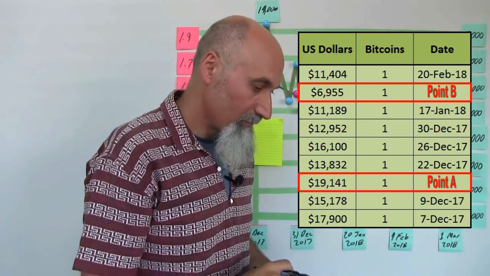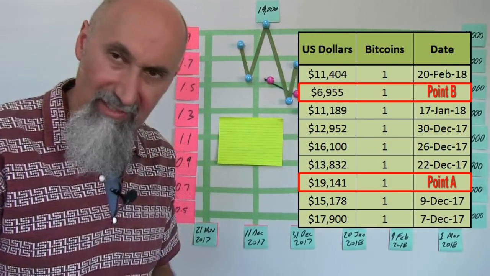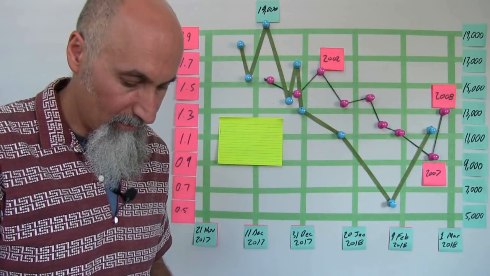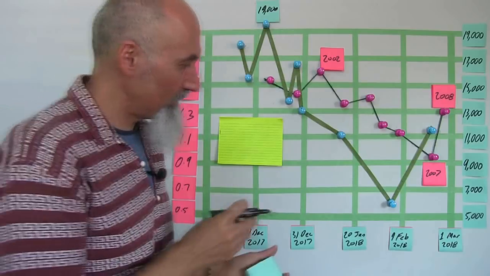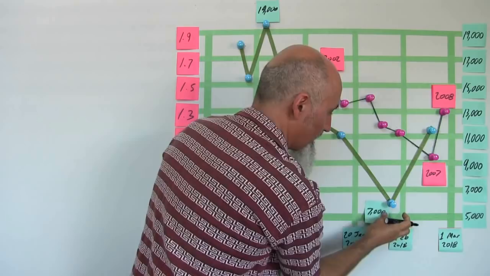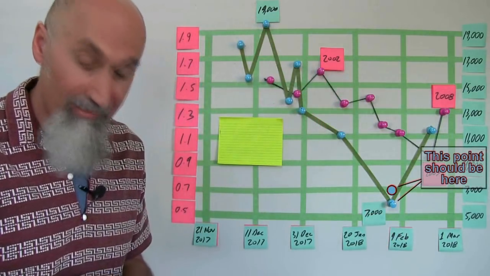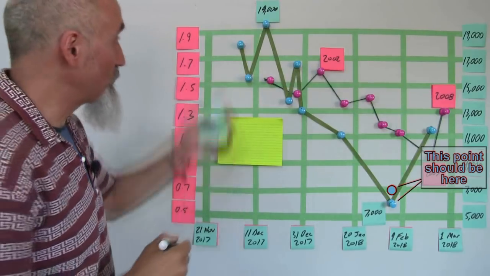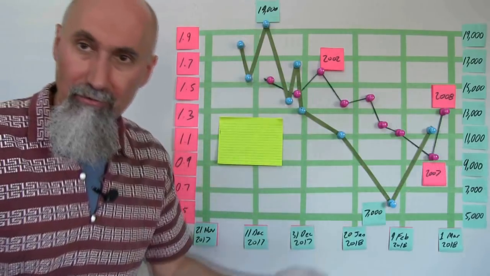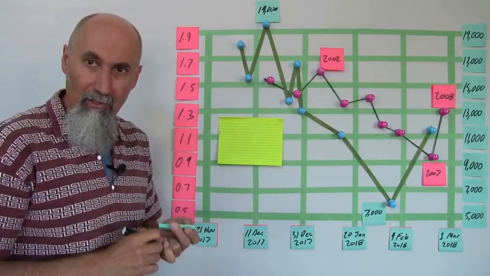The bottom was, what was the bottom? $6,955. We'll call it $7,000. $7,000. Right here. Oops. Let's make it stick better. So we want to figure out the return on investment here. Again, it's negative, right? Because it dropped. If you park your money in Bitcoins, you would have lost more than 50%, right? But let's figure out what exactly that loss is.